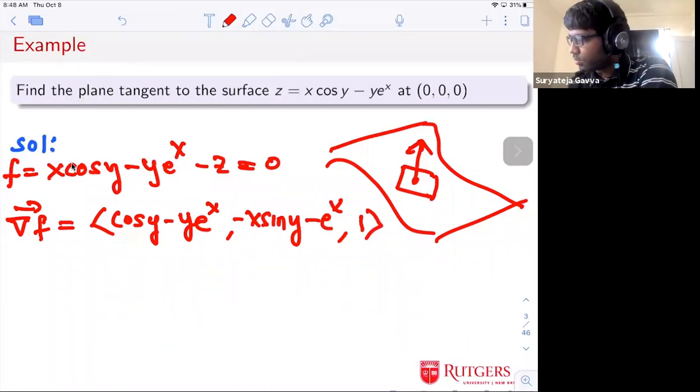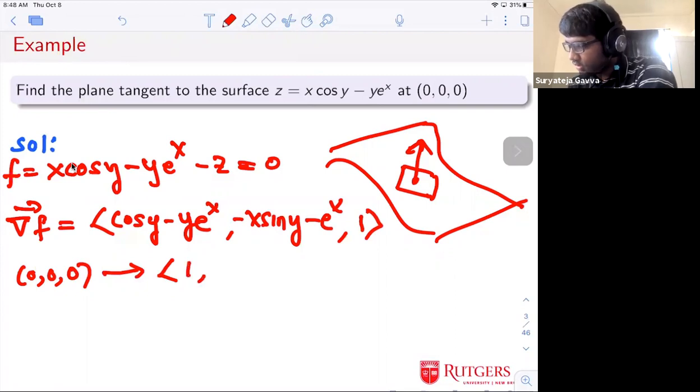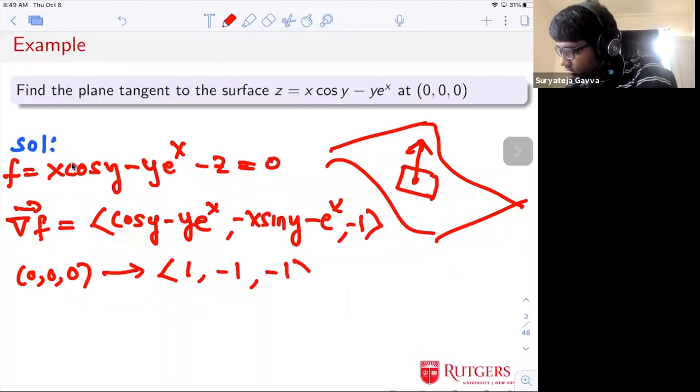And the point is 0, 0, 0. So what would you get if I substitute? Cosine 0 is 1, sine 0 is 0, so this is 1, and this is minus 1, and this is minus 1 here. Derivative of minus z is minus 1. Okay, so this is the gradient. Next, can you tell me what is the equation now?